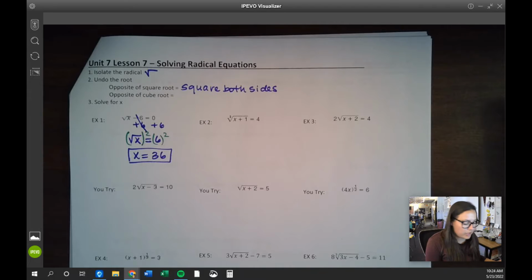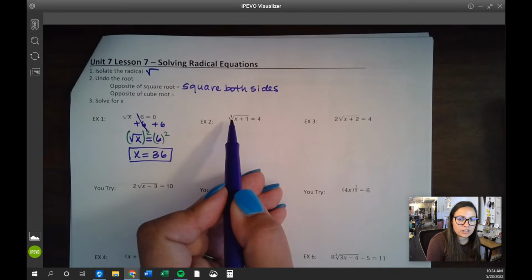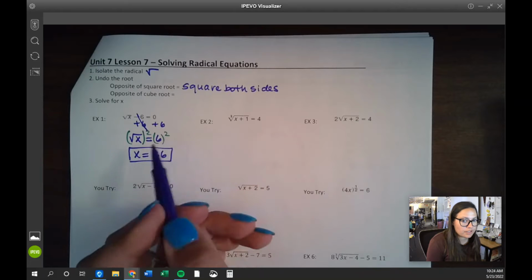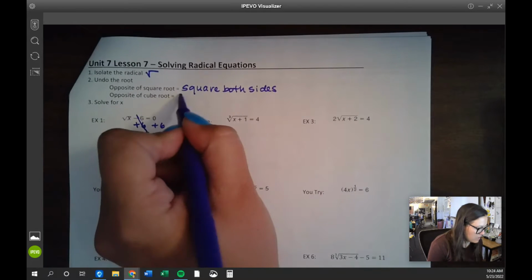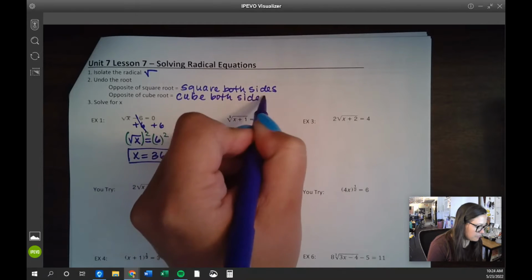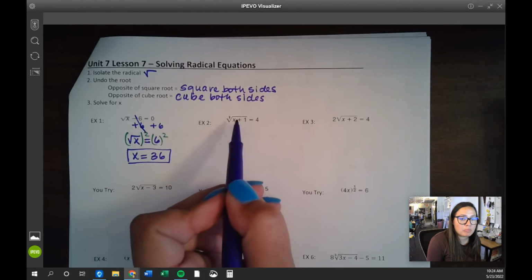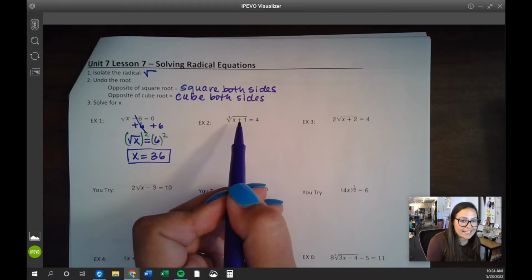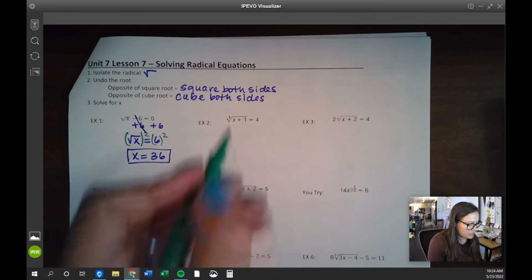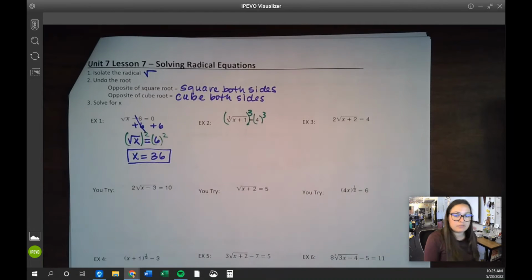Now, example 2 is slightly different because we have the cube root of x plus 1. So the opposite of cube root isn't going to be to square both sides. It's going to be to cube both sides. Now, this one is also different than number 1 because that plus 1 is not outside of the cube root. It is inside of the cube root. So actually, the first thing we're going to do is get rid of the cube root by cubing both sides.